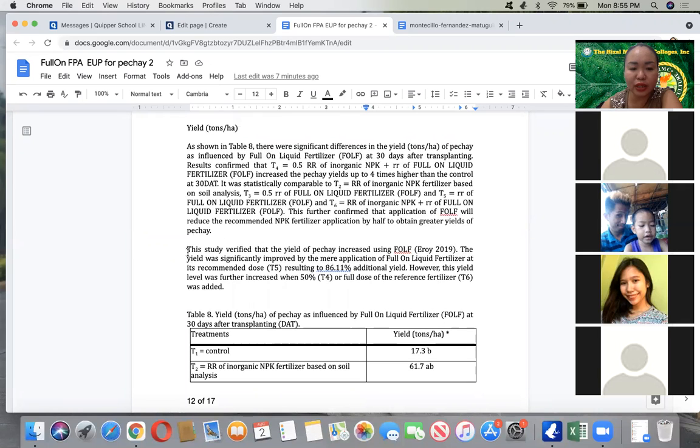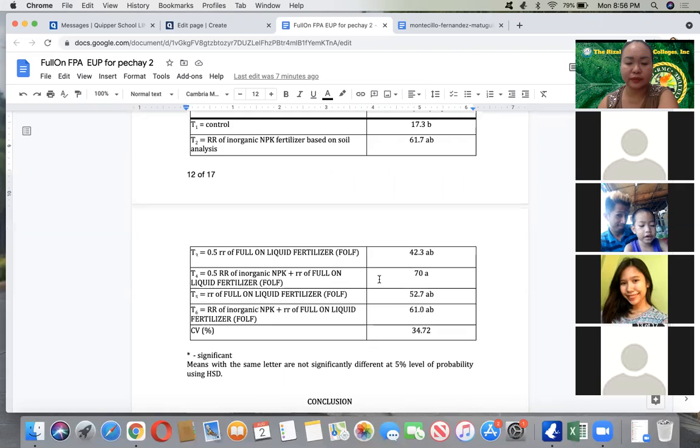And then you're going to support it with previous studies. So it says here that based on Eroy, kasi siya yung first na nag-study ng FOLF, so in his study, it really is effective, so na-verify in this second study. And so the yield was significantly improved by application of T5 also with 86.11% according to him, and so on.